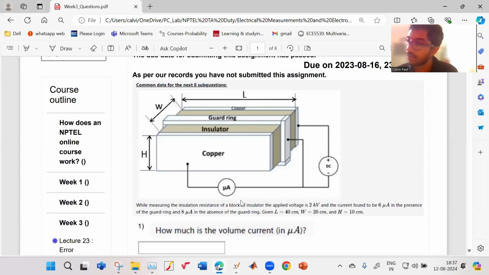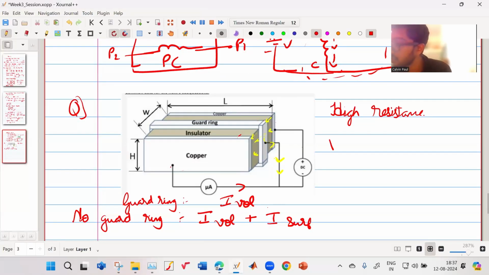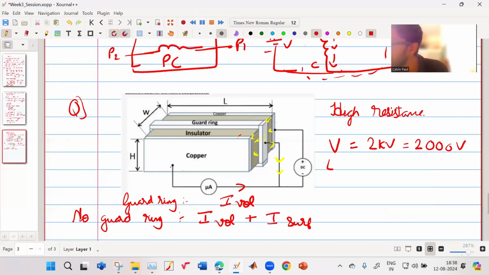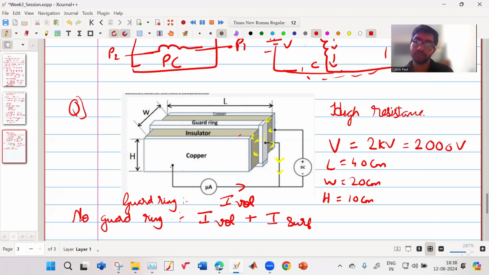So now the voltage applied is 2 kilovolt, that is 2000 volt. Your length is 40 centimeter, width is 20 centimeter, and height is 10 centimeter.